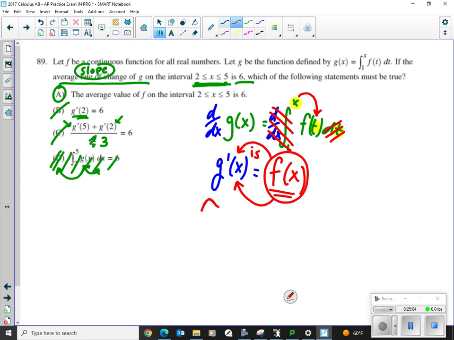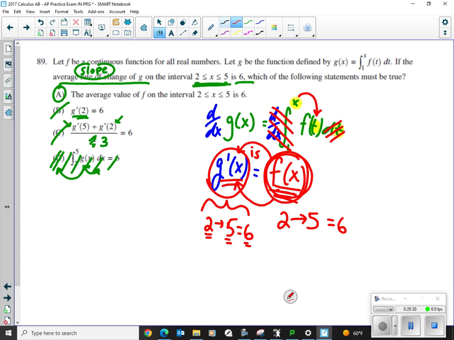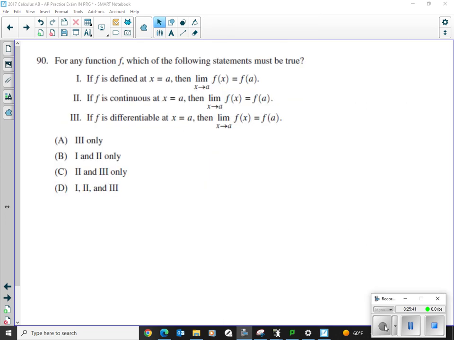g prime. So if the average value from 2 to 5 is 6, well, f is this, which means it's the same, which means the average value from 2 to 5 of f of x is 6, because the average value from 2 to 5 is 6 of g prime, and f is g prime. Badoosh. I like it. I like it a lot. All right, let's finish this strong, people.